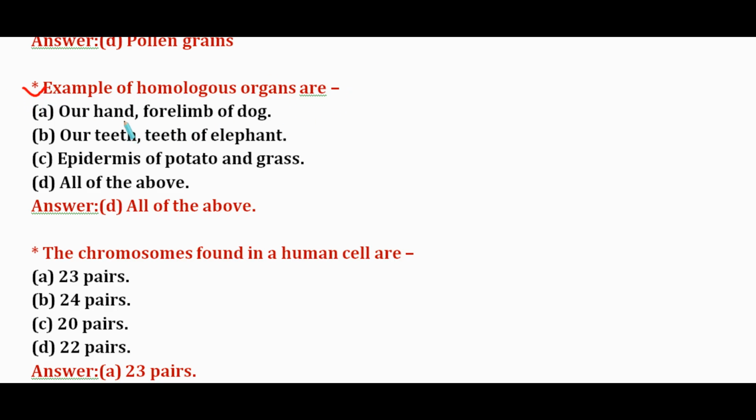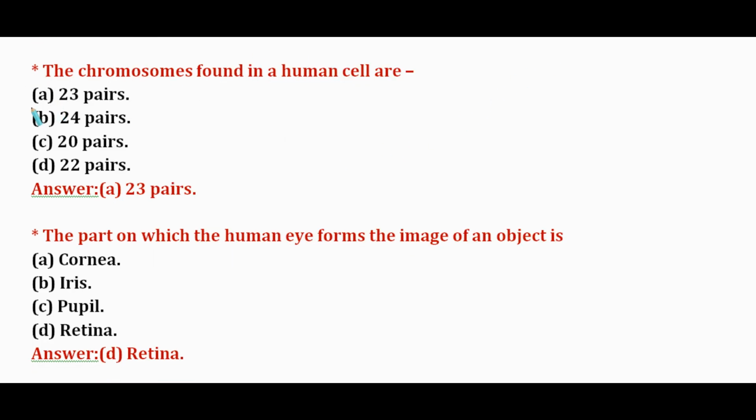Examples of homologous organs are our hand and the forelimb of a dog, our teeth and the teeth of an elephant, epidermis of potatoes and grass, all of the above. The correct answer is all of the above. Next question: the chromosomes found in human cells are 23 pairs, 24 pairs, 20 pairs, 22 pairs. The correct answer is 23 pairs. The part on which the human eye forms the image of an object is cornea, iris, pupil, retina. The correct answer is retina.